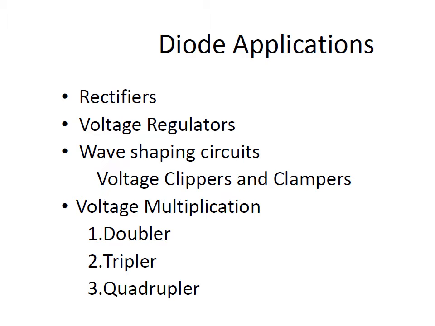This will come under the category of diode applications, in which you will be able to know the various types of applications in which diodes can be used. They will be used as rectifiers, voltage regulators, wave shaping circuits, and in voltage multiplication. It is this section that I want to start today, voltage multiplication, in which we will see voltage doubler, tripler, and quadrupler.